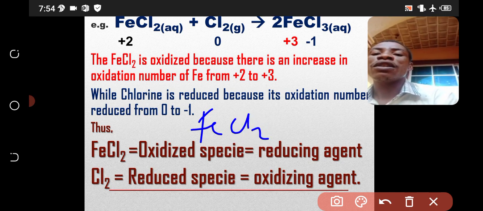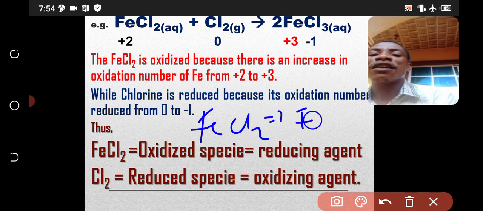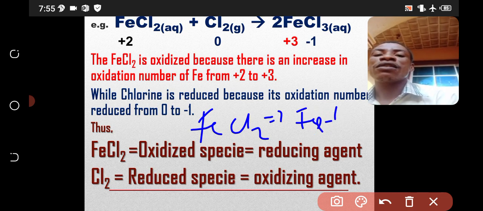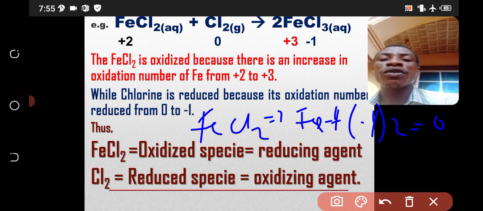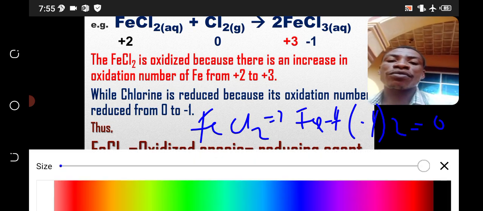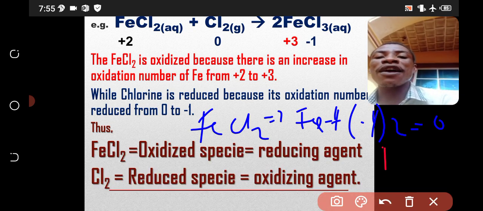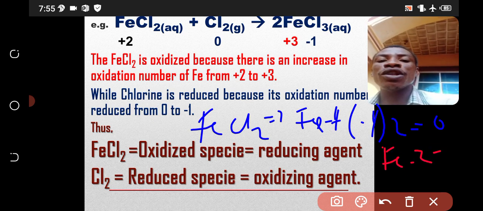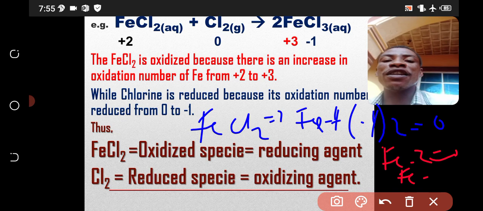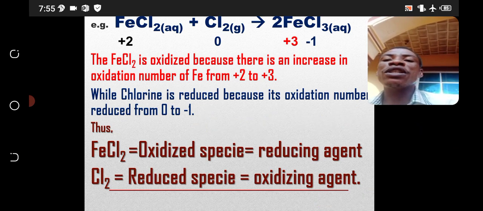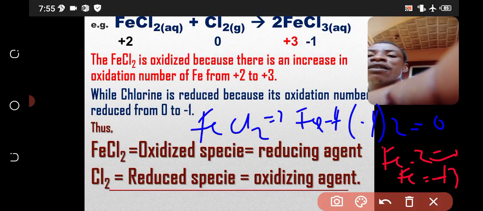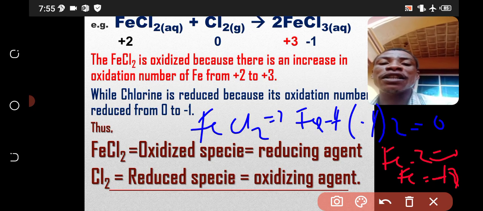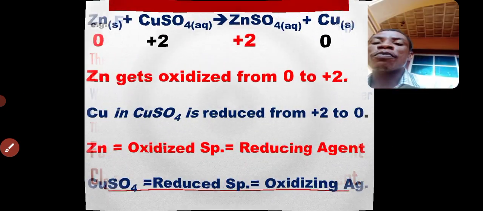FeCl2, that gives you Fe plus minus 1 times 2 equals 0. So that gives you Fe minus 2 equals 0. So that gives you Fe is plus 2. So the Fe in this FeCl2 is actually plus 2, not plus 3. It's plus 2.